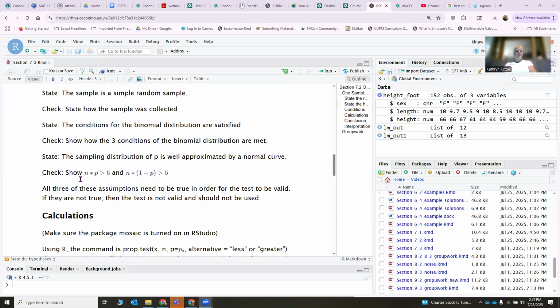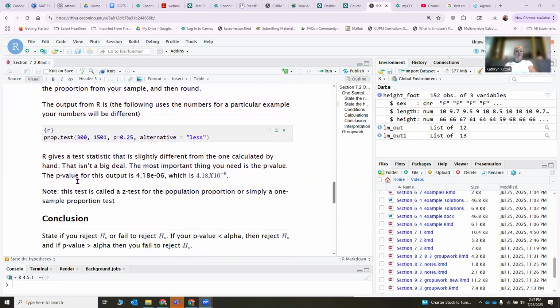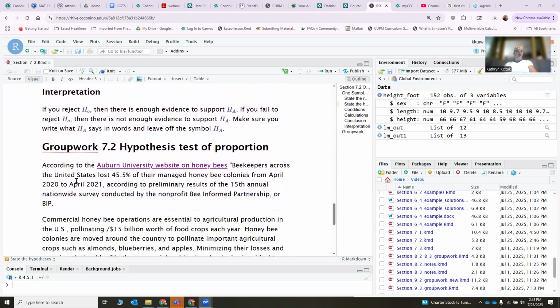And you have conditions, you have calculations, you have conclusion, and you have interpretation. This will actually show a very specific example for group work on this section.